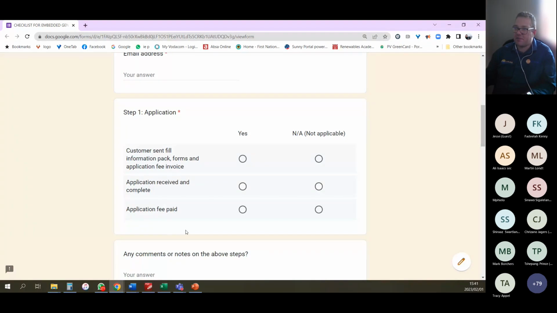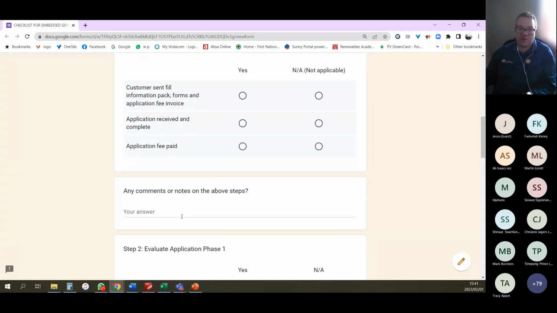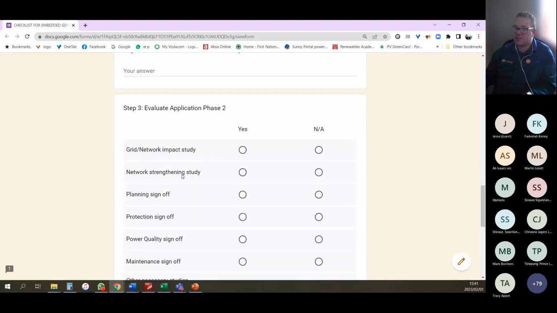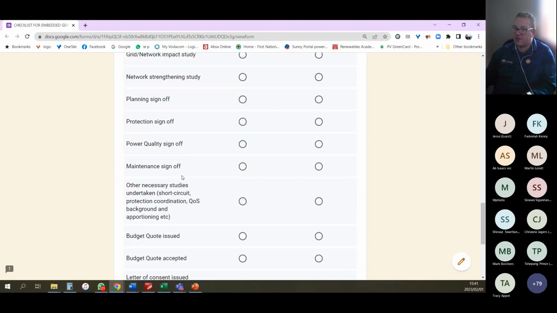complete, application fee paid. So there you just need to indicate if it's yes or not applicable. And then at the bottom, there's a section for any comments that you want to make based on what you see of the information that's provided. And it's the same for step 2, with some comments, and it's the same for step 3.